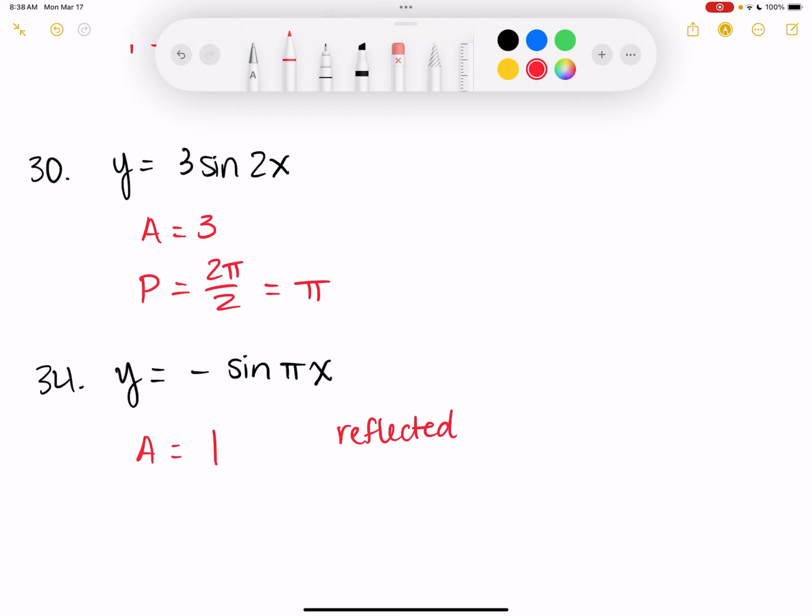Again, you don't have to do that with these ones, but just so that we're starting to get aware of that. And then the period is 2 pi over pi. The period is just 2 in this case. So obviously, typically the ones that we've done, period has had a pi in front of it. In this case, it does not.